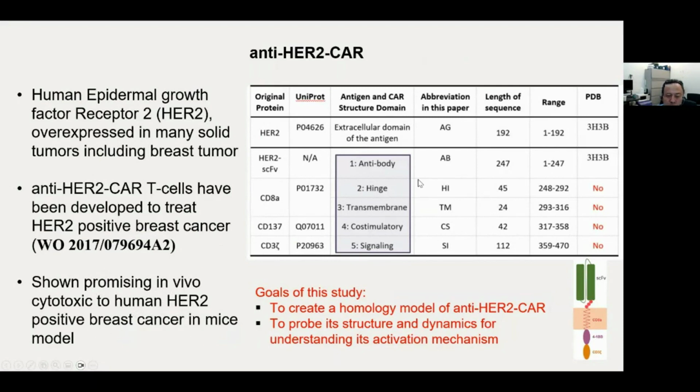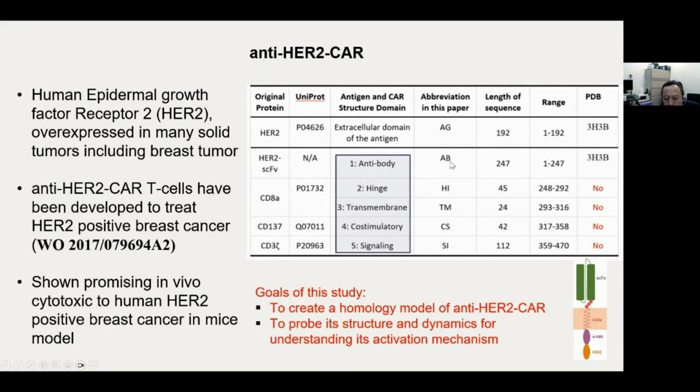Okay, so here is its architecture. It basically uses an antibody targeting HER2. HER2 is the biomarker, this is the antigen. And then it picks the hinge, which uses CD8A, also borrowed from the native T cell receptor complex. And then the transmembrane is also the CD8A domain. And then 41BB, which we just mentioned, goes here, and CD3 zeta goes here.